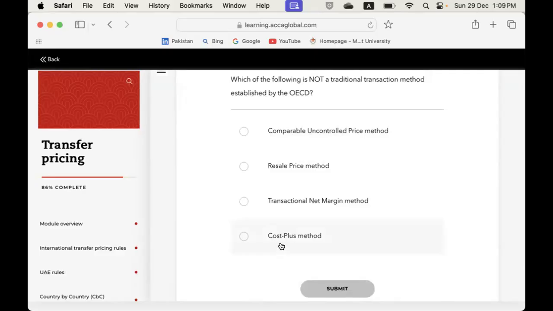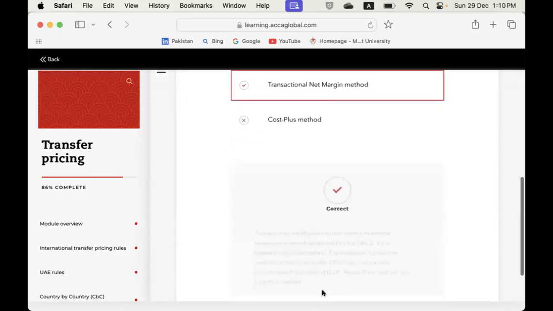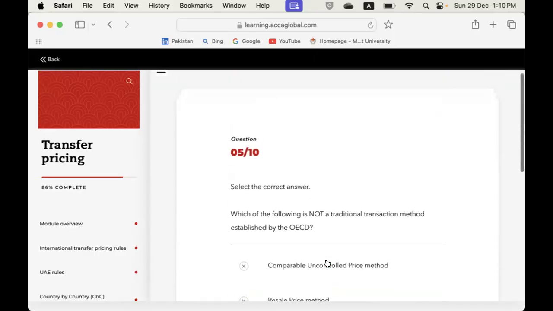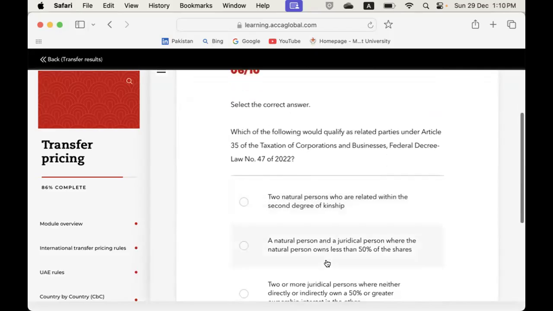Cost plus is a traditional transaction method, but transactional net margin was the second category, transactional profit. So this is not a traditional method. Okay. What is the other?